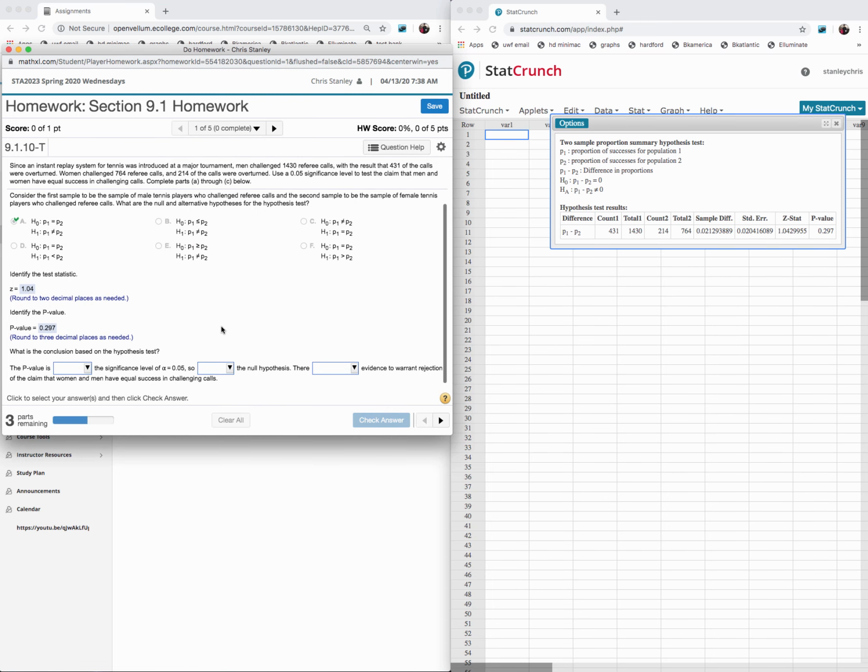Okay, now the p-value is greater than the significance level. That's because this is around 30%, and that's 5%, and 30% is bigger than 5%. So whenever the p is large, we're gonna not reject the null. And whenever we do not reject the null, there is not sufficient evidence. So that's the link. If the p-value is greater than alpha, we're not going to reject the null, and in that case, we don't have sufficient evidence to warrant a rejection of the claim.